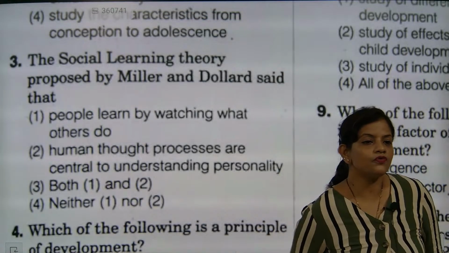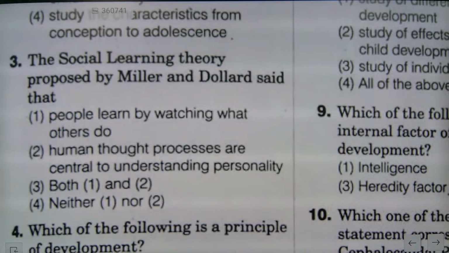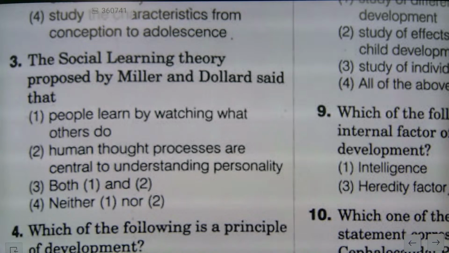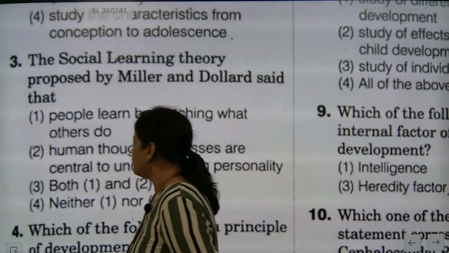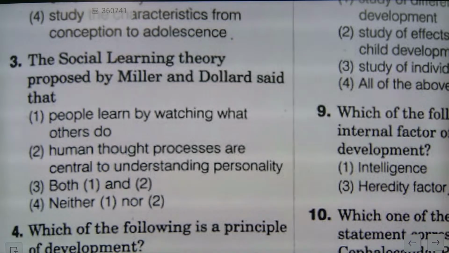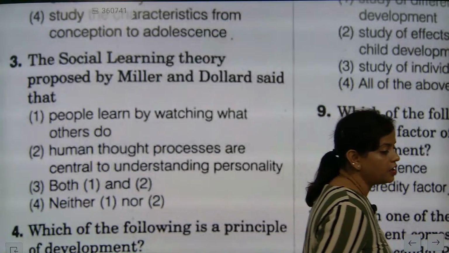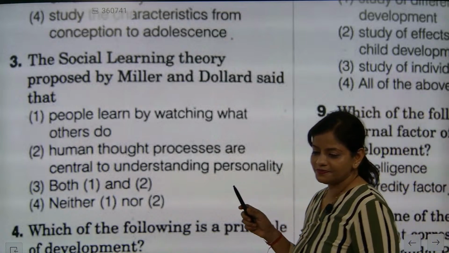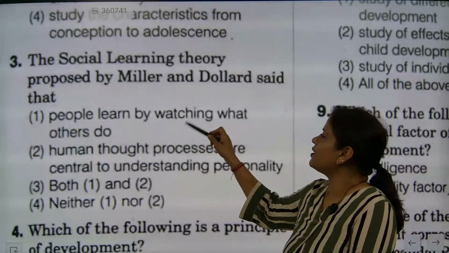So now third one, come on, go for the third question. Check what is there in the third question. The social learning theory proposed by Miller and Dollard said that people learn by watching what others do. Human thought processes are central to understanding personality. Both A and B, and none of A and B. So you need to answer this question very carefully. What actually the question is, that the social learning theory proposed by Miller and Dollard said that people learn by watching what others do.